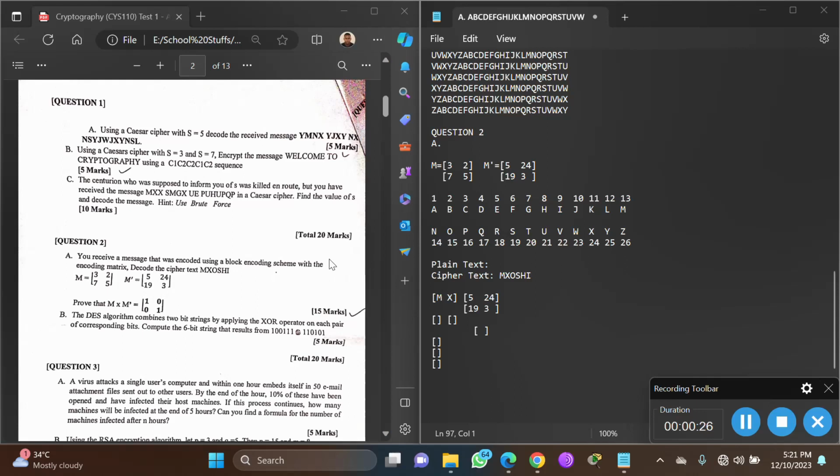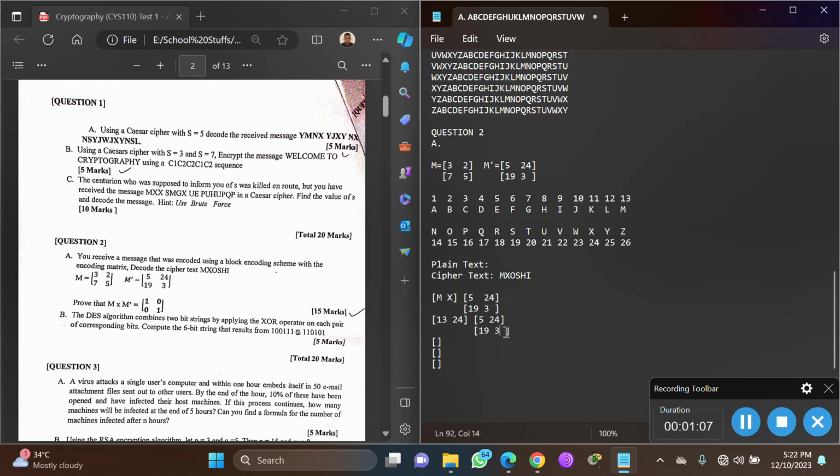So since it's a block cipher, not a stream cipher, we can decode by putting these in blocks. So for example, I can decode MX first using this decoding matrix. So M is represented by number 13 on the alphabet. Then X is represented by 24 on the alphabet. Then our decoding matrix, as you can see, is that. So that's the decoding matrix.